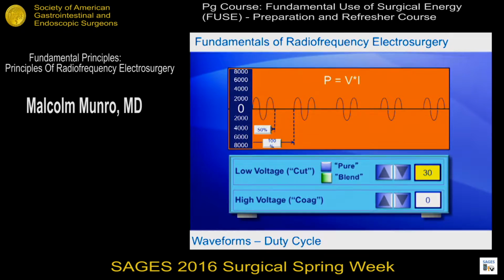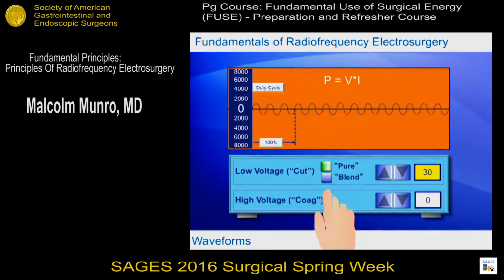Well, what's going on there? Well, remember Ohm's law. If we cut down the current, we're going to have to increase the voltage at the same output. So blend gets you a higher voltage output, but you can set your coag at 0, and your blend settings will still kick in. So we call that the duty cycle.